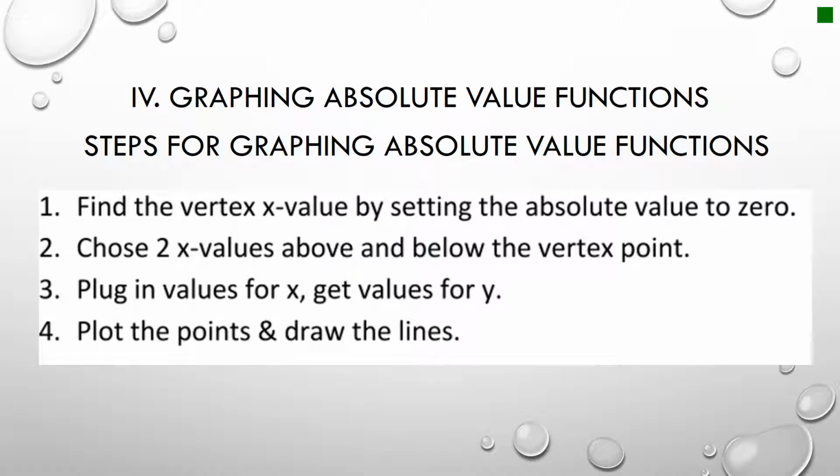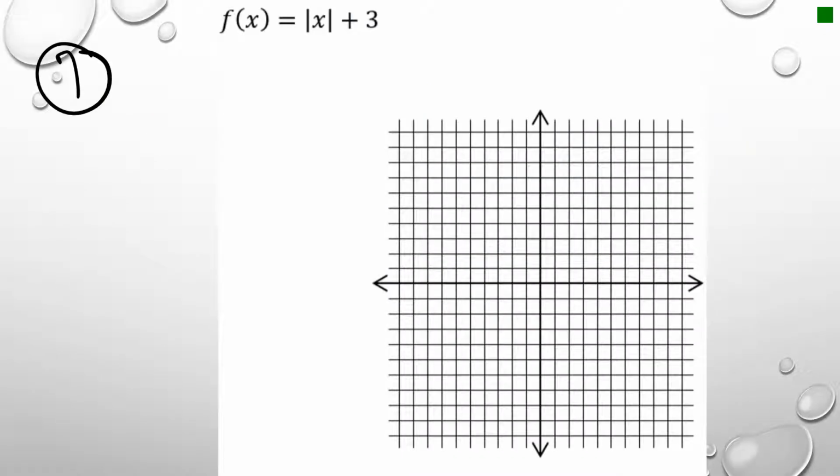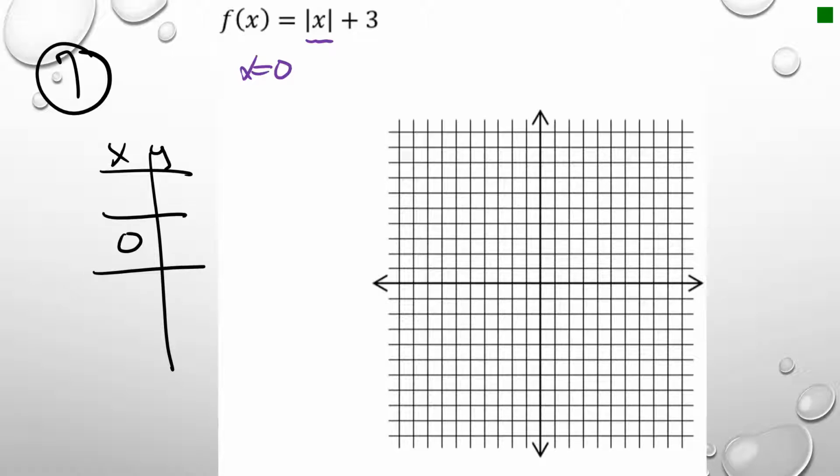Okay, graphing absolute values. You've read that 3 times, so I'm just going to go past it. You can pause if you want. We're going to set what is inside the absolute value equal to 0 and solve for x. We got x equals 0. Remember, that means we're going to set up our t-chart. Our middle x is 0. Then this means y. So I'm going to substitute 0 in for x. The absolute value of 0 is 0, and 0 plus 3 is 3. So 0, 3 is my first point.